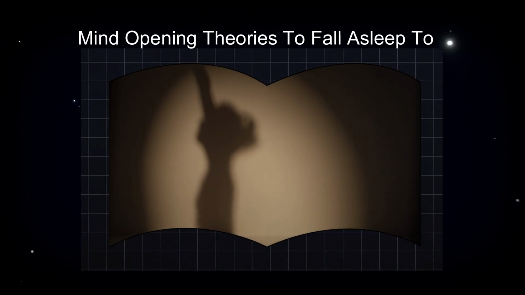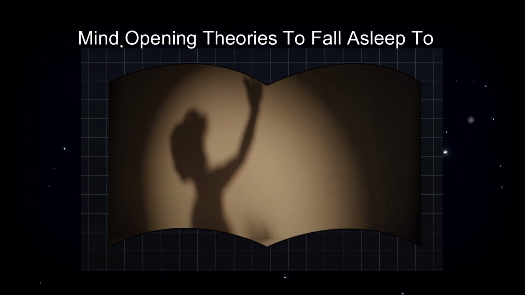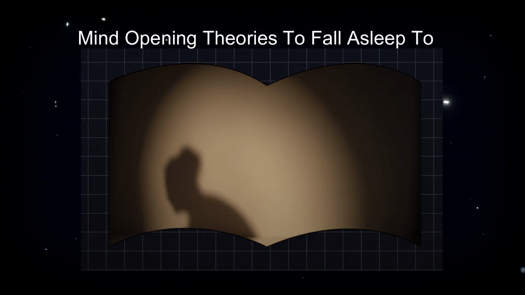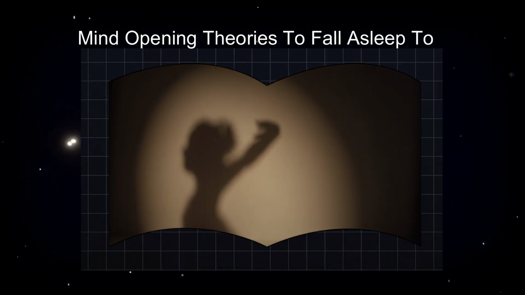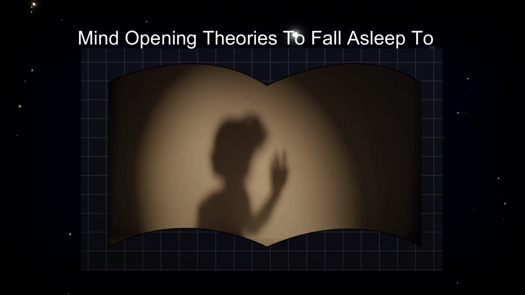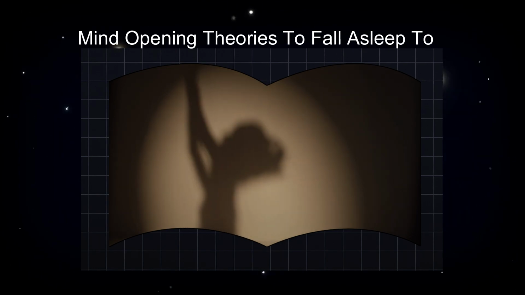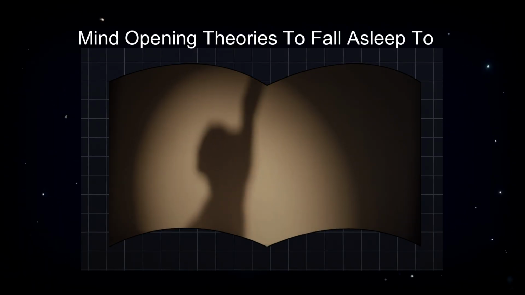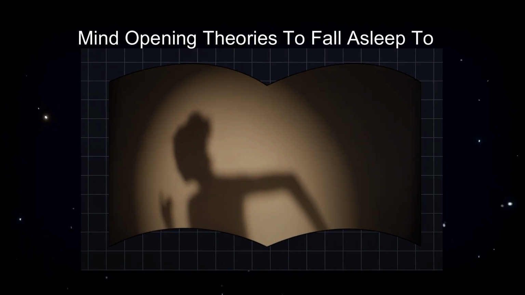Wheeler's participatory universe. Let's move on to something just as strange, but in a different way. Physicist John Archibald Wheeler had this bold idea that completely changed how we think about the relationship between the observer and the universe. He called it the participatory universe. Now, what does that mean?